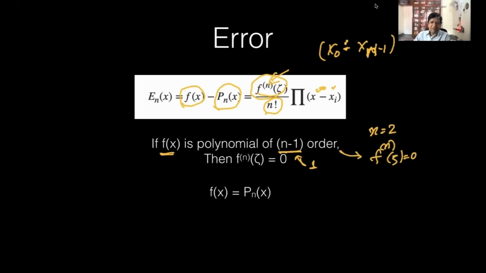Right? So if f is an (n minus 1)th order polynomial, then if you take n derivatives, that is 0. I mean, this is straightforward. So that means the error is 0. So this is 0, which means f(x) is P_n(x). So my numerically computed polynomial is the correct function f(x).